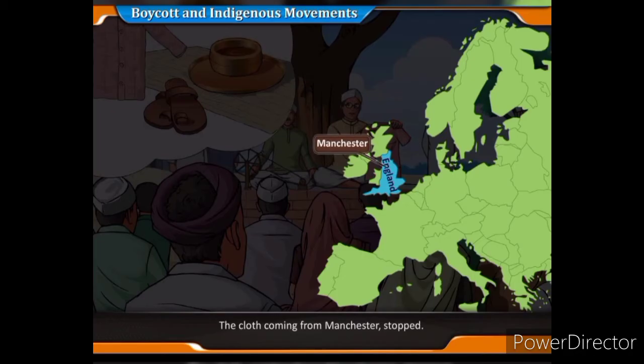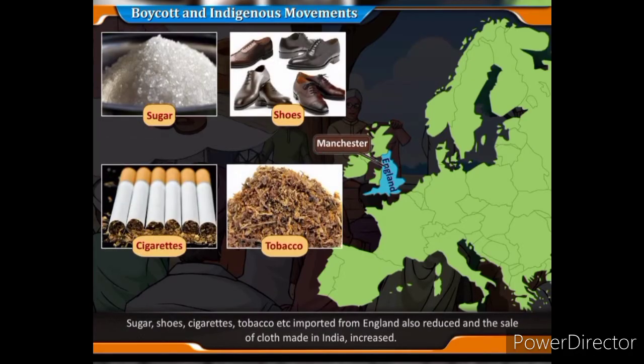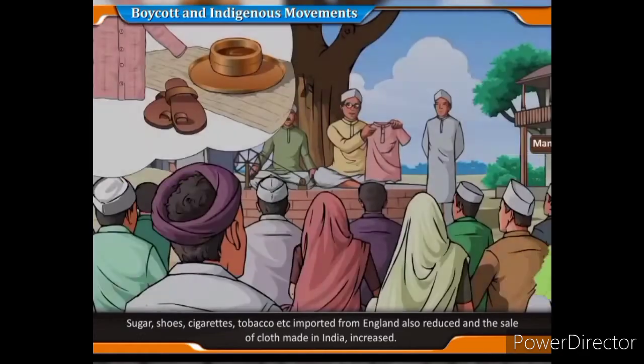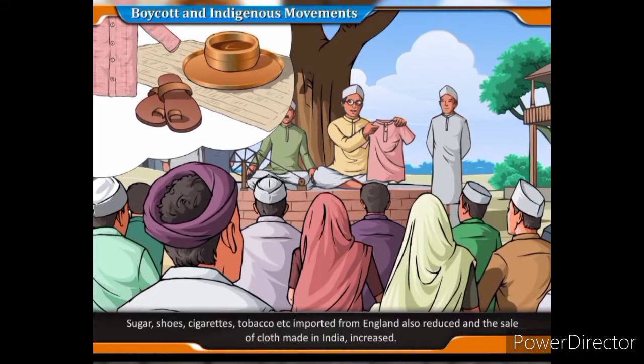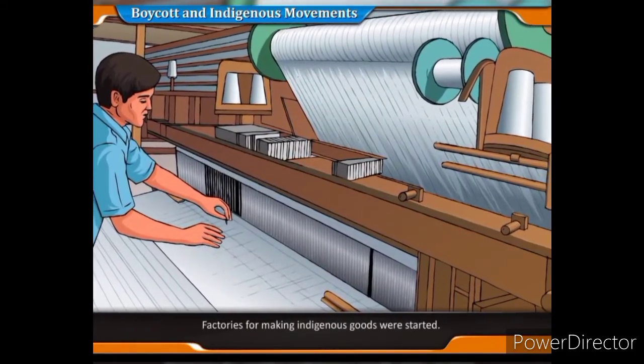The cloth coming from Manchester stopped. Sugar, shoes, cigarettes, tobacco, etc. imported from England also reduced, and the sale of cloth made in India increased. Factories for making indigenous goods were started.